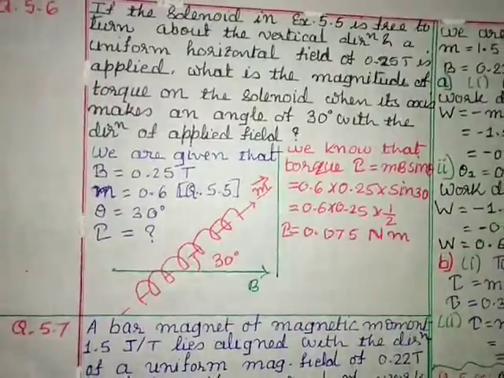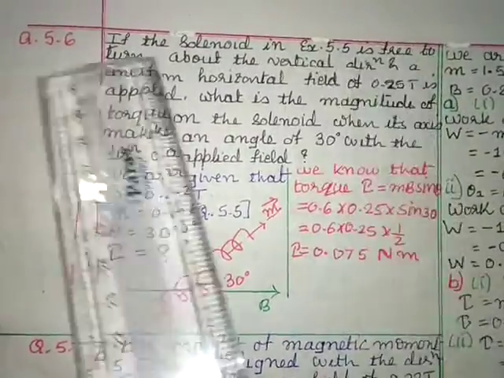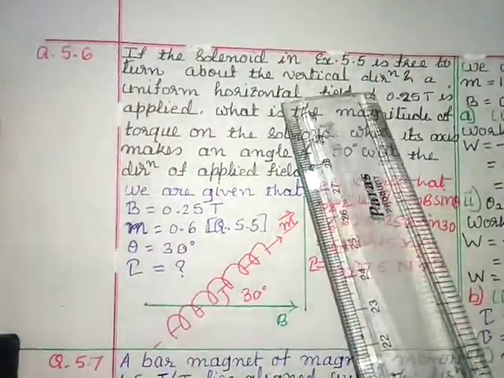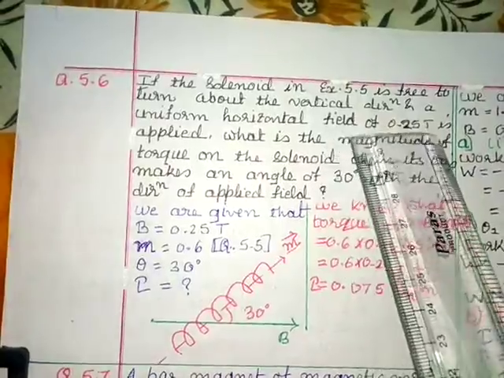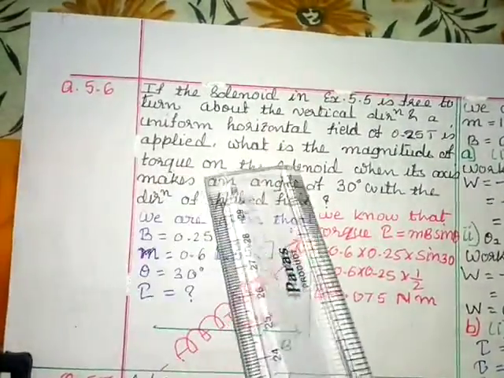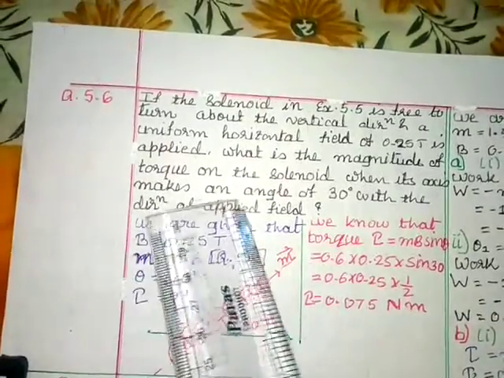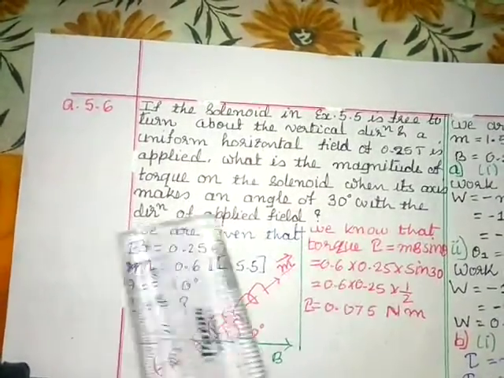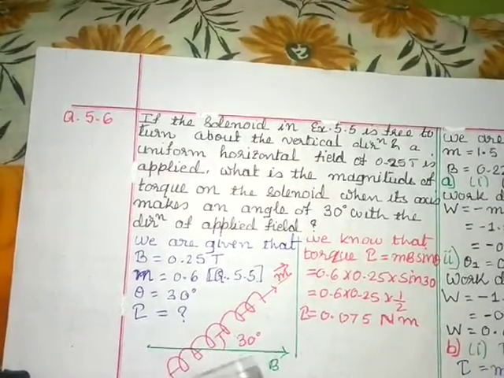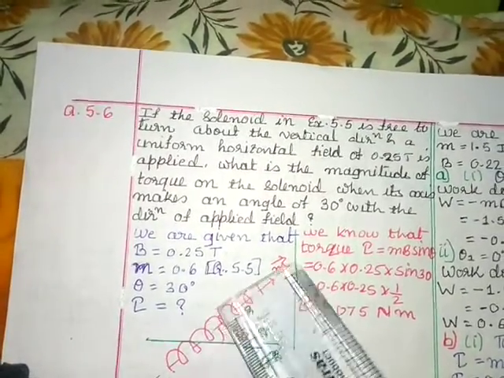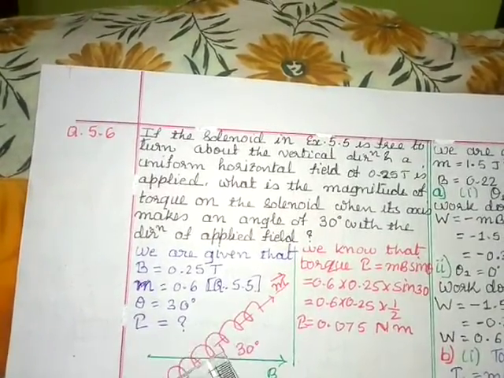Question number 5.6. If the solenoid in exercise 5.5 is free to turn about the vertical direction and a uniform horizontal field of 0.25 Tesla is applied, what is the magnitude of torque on the solenoid when its axis makes an angle of 30 degree with the direction of applied field? This is the solenoid. This is the magnetic field. It is making the angle 30 degree, and you have to find the torque experienced by this solenoid.